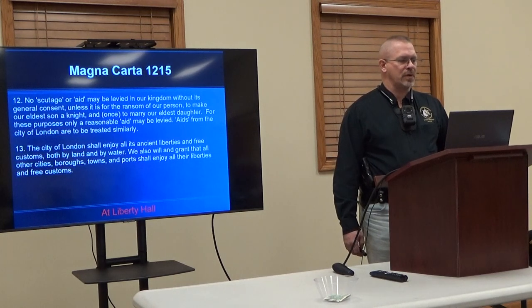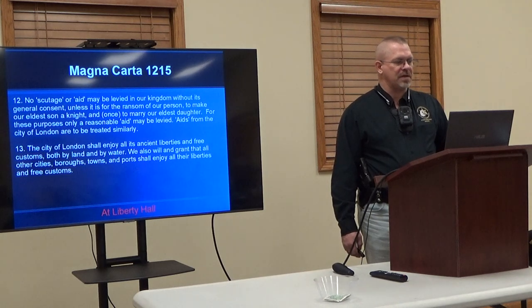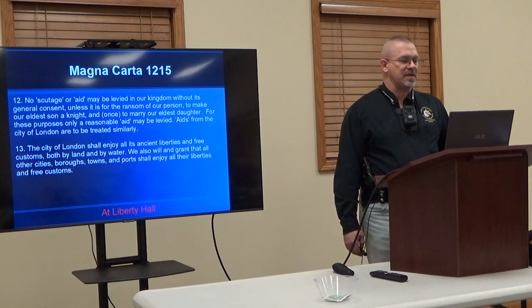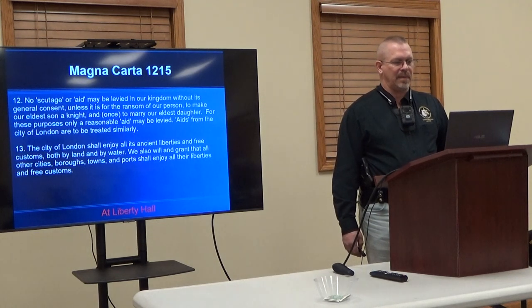12. No scutage or aid may be levied in our kingdom without its general consent, unless it is for the ransom of our person, to make our eldest son a knight, and once to marry our eldest daughter. For these purposes, only a reasonable aid may be levied. Aids from the City of London are to be treated similarly.